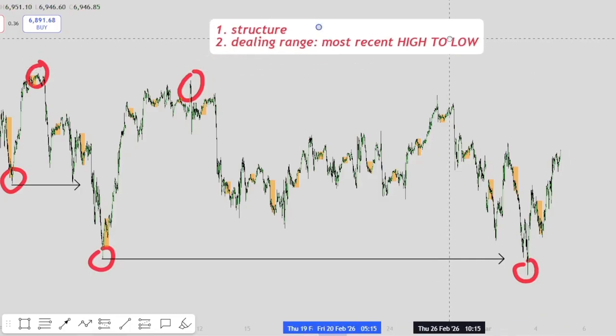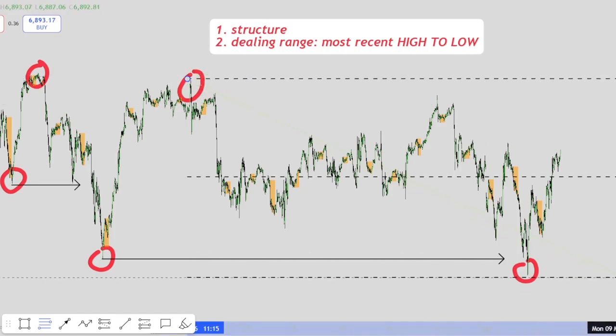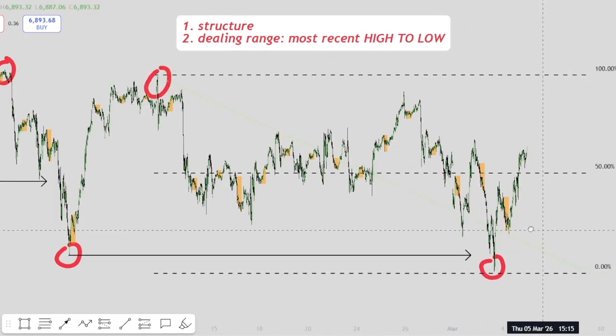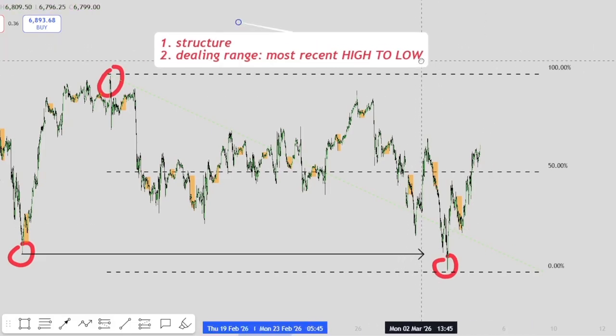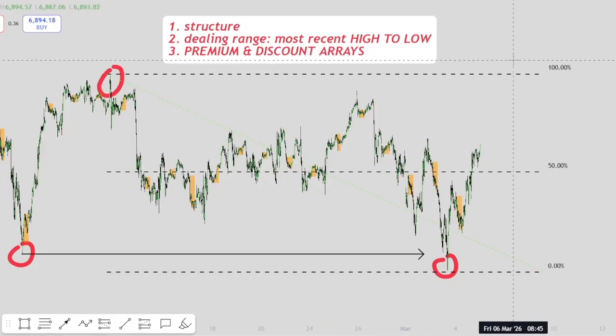This is important to understand. It is the most recent high to the most recent low. So this here is the most recent high, and this here is the most recent low, right? So this is the structural high, this is the structural low, right? And what we do over here, step 2 and 3 come together, because step 2 gives you step 3. And step 3 is the premium and discount arrays. Premium and discount arrays, okay? Now, how do we then understand premium and discount?